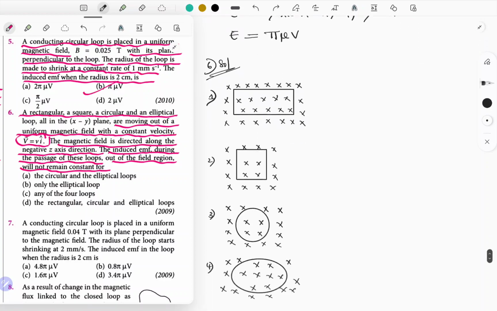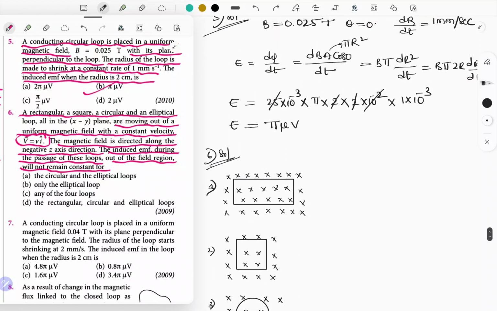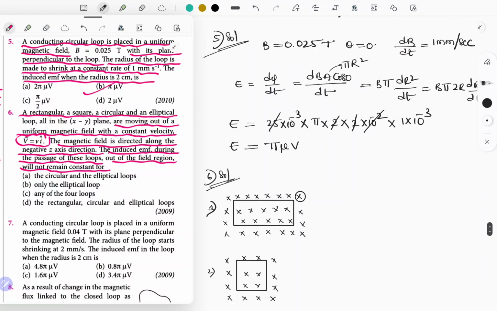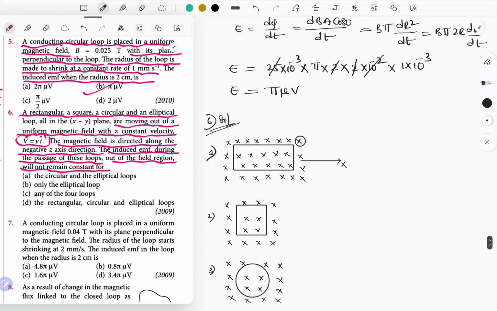Observe these diagrams. This is how we can arrange them. This cross represents magnetic field, cross represents into the board, dot represents out of the board here. So magnetic field is along z-axis, and plane is moving along x-axis. This is how plane is moving. When the plane is moving out, observe these two, when these two are moving out along x direction, if you observe, their change in areas are going to be constant.